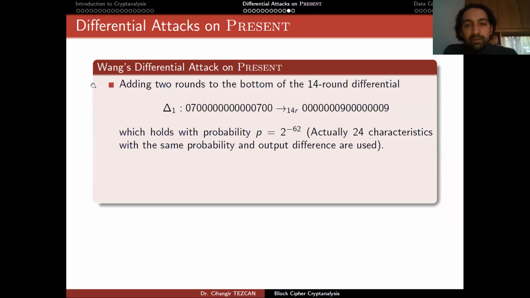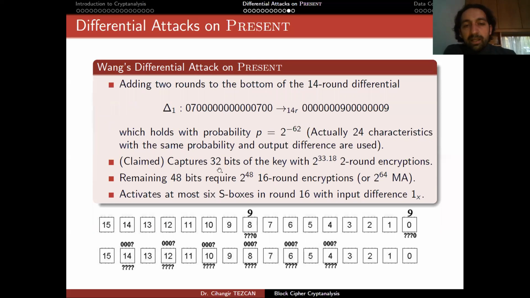There's one thing to say here. In the paper, Wang says that this is the attack, and instead of a single characteristic, they are using 24 characteristics. That's somewhat similar to this. And they claim that they can capture 32 bits of the key with this many encryptions, and the remaining 48 bits, since PRESENT has an 80-bit version. So you capture 32 of them in the first phase of the attack, then you perform an exhaustive search for the remaining part, and so your attack complexity is actually 2 to the 48 16-round PRESENT encryptions.